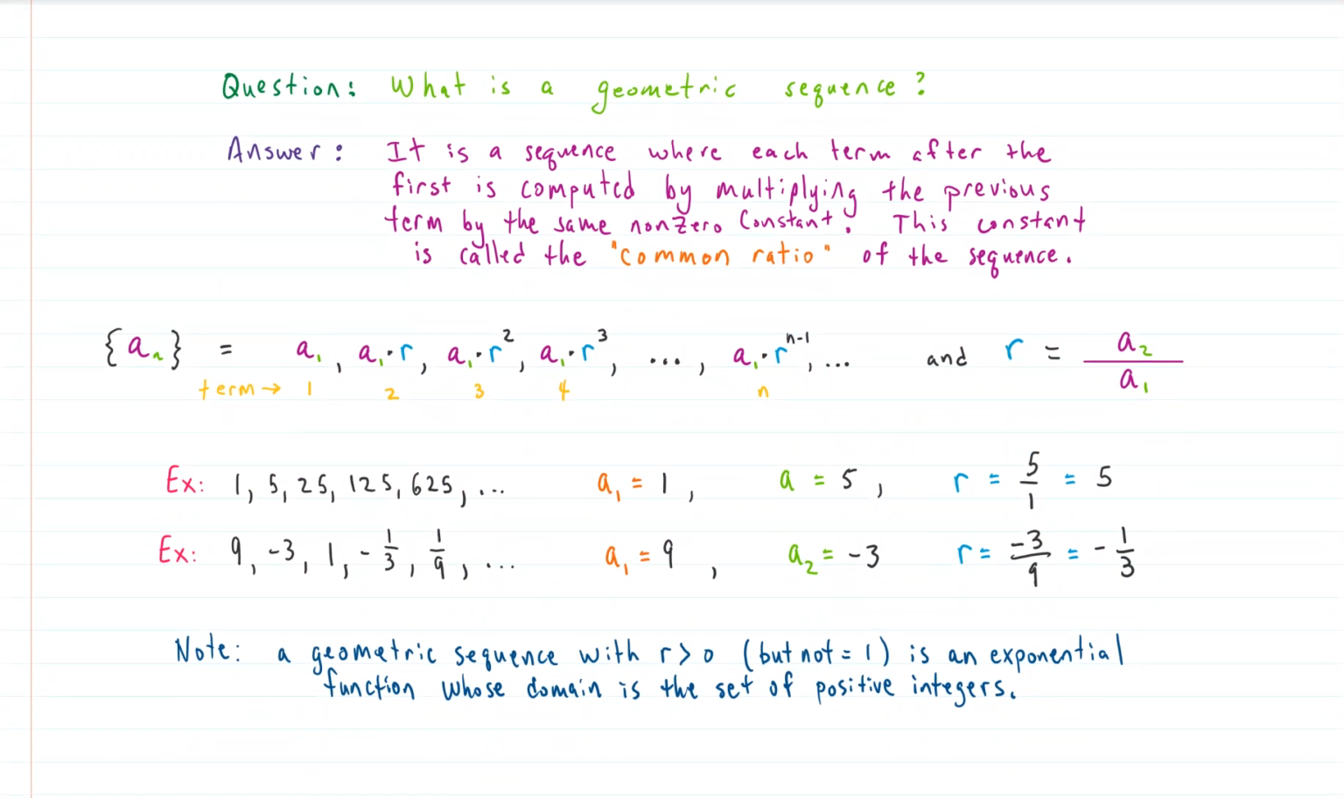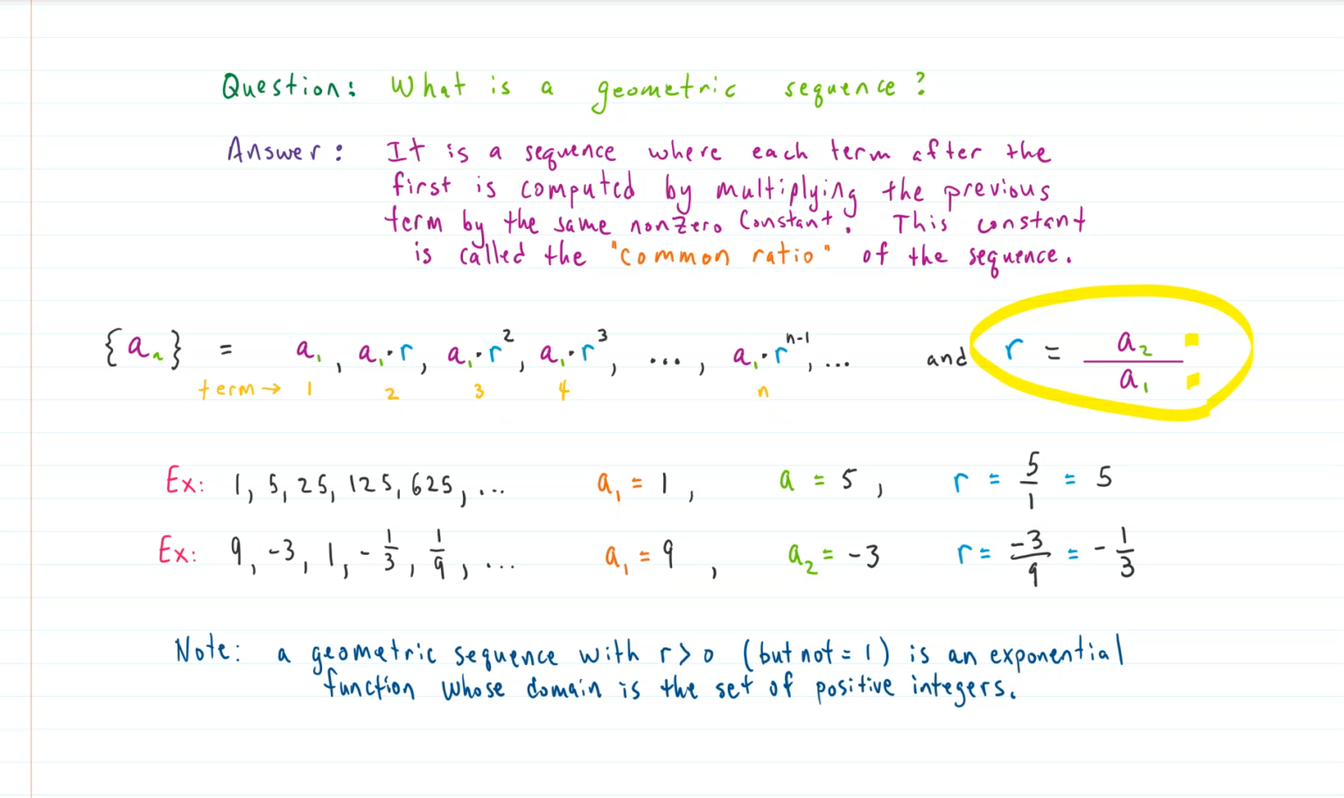First off, what is a geometric sequence? A geometric sequence is a sequence where each term after the first is computed by multiplying the previous term by the same non-zero constant that we call the common ratio. The common ratio can be found by taking the second term of the sequence and dividing it by the first term of the sequence. And we call that common ratio r.